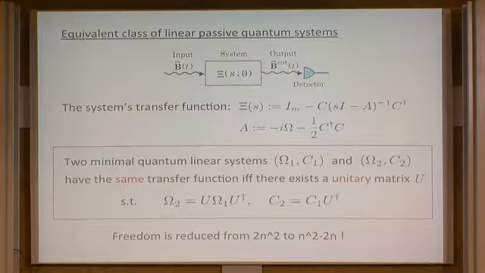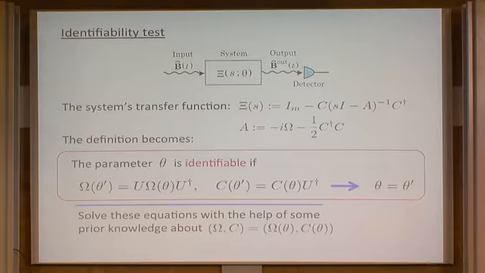But of course, this is not enough to identify the system. So our definition of identifiability becomes this. If in these equations U is a variable, okay, let me explain again. If we solve this equation with the help of some prior knowledge about omega and C, and we can deduce the condition theta equals theta prime, then we say that this theta is identifiable. This is because it is an equivalence class.